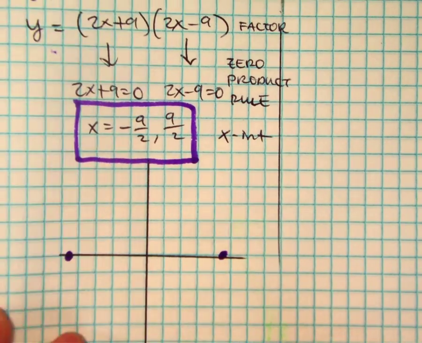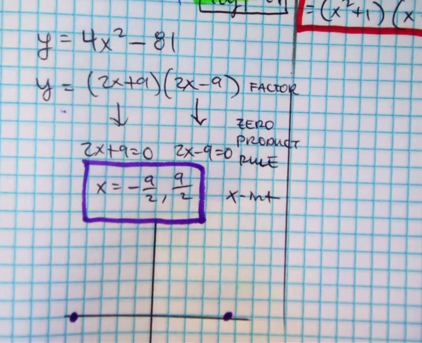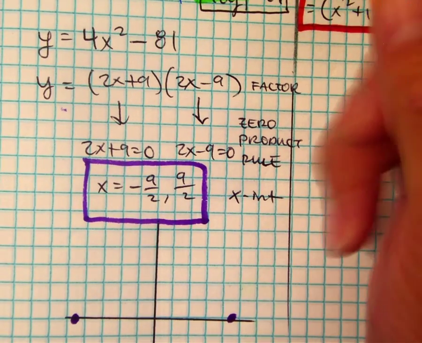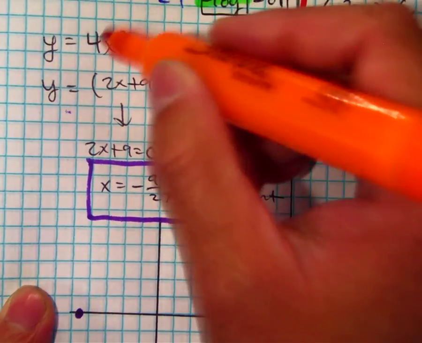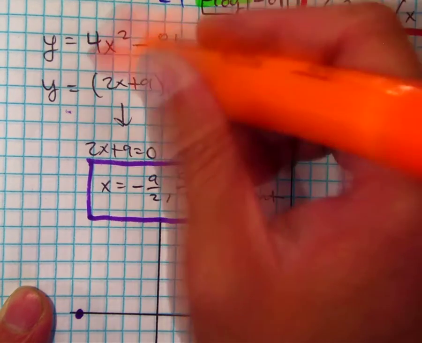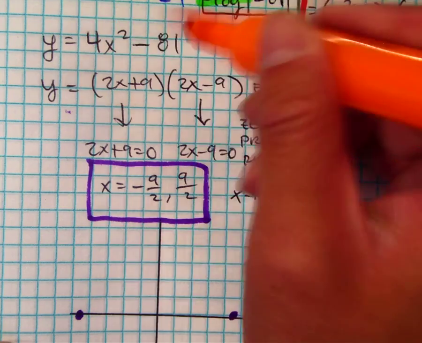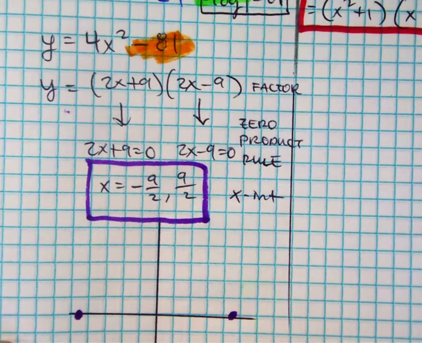And then your y-intercept should be really easy. How do you find your y-intercept, class? You're going to make your x equal to 0. 0 squared is 0, 0 times 4 is 0, so you have negative 81.